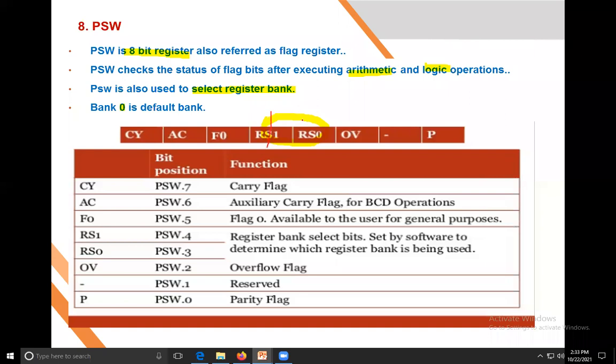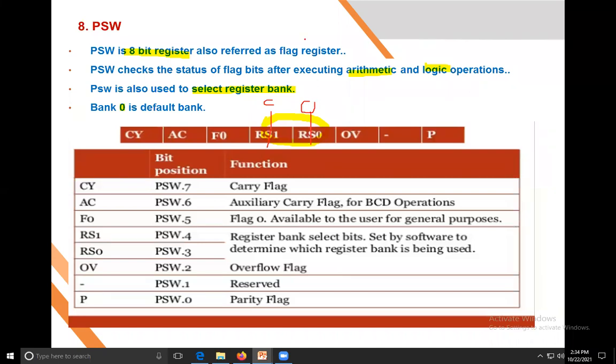So RS1 and RS0 are used to select the bank. You must remember these things. When RS1 is 0 and RS0 is 0, you select bank 0. So by default, RS1 and RS0 in the program status word are 0 0. Why do they say bank 0 is selected by default? Because in the program status word, RS1 and RS0 are 0 by default. So bank 0 is selected by default.